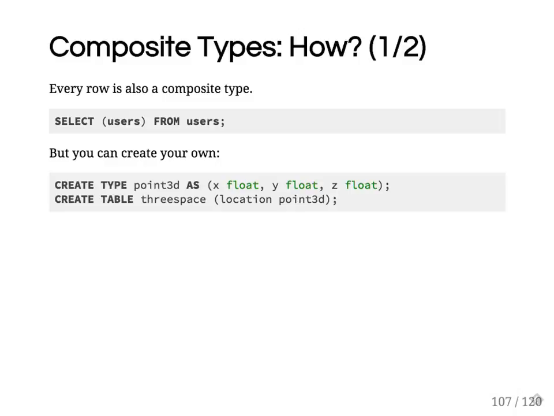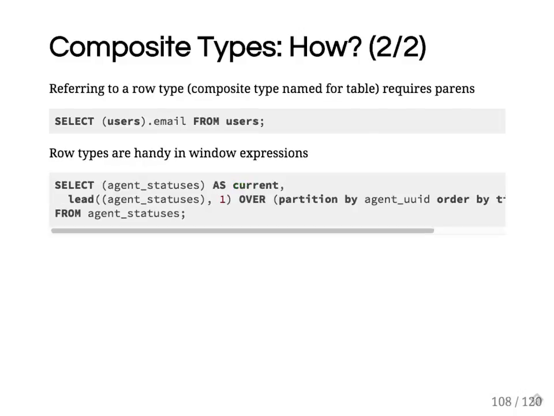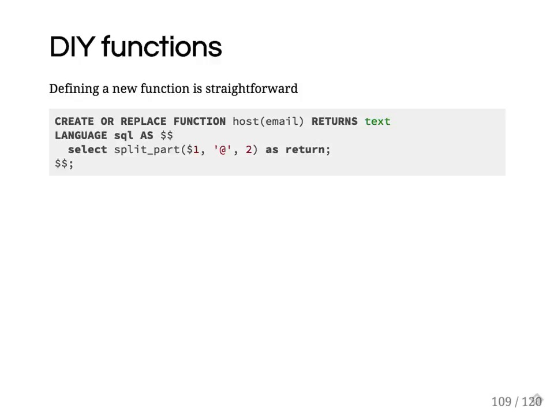You can create your own complex types. There's point as a built-in type. Here's a point 3D with an X, Y, and Z. Again, limited utility, but it is available if you want it. You can dot into values to get to their members. So here we're saying users.email. And you can always define your own functions over any of these types with create function.